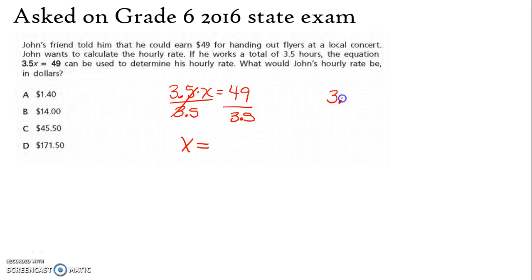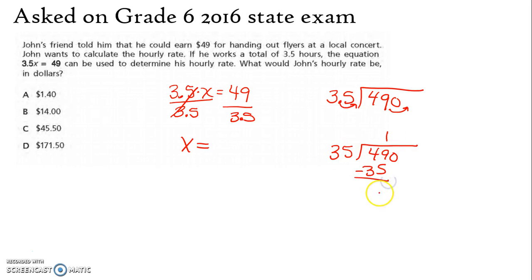So I'm going to bottom out 3.5 into 49. You need to have a whole number on the outside of the division box, so I have to move this decimal over 1, which means I have to move this decimal over 1, and I'm really going to do 35 into 490. 35 goes into 49 once. Subtract off 35. 9 minus 5 is 4. 4 minus 3 is 1.